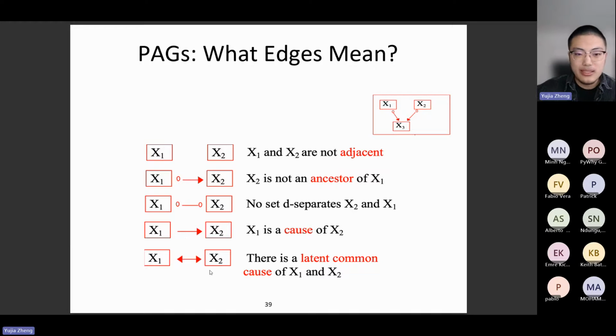However, if there exists an arrowhead on both endpoints, that means that there must be a latent common cause of X1 and X2. So we can try to include a latent confounder here if we see that type of double-headed arrow. So yeah, in a PAG, we can represent the causal relations among observed variables, even when we do not directly observe some variables, the latent confounders.